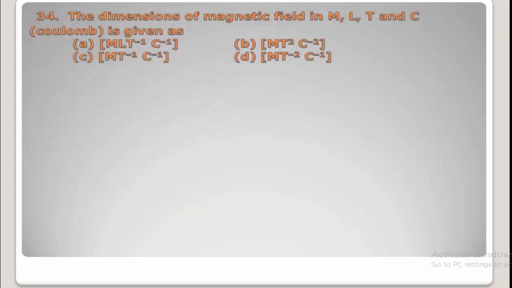The dimensions of magnetic field in M, L, T and C is given as, where C is the coulomb. Now we have to consider M, L, T and C as fundamental units. Okay, these are the fundamental units where C is the coulomb. Now we have to find the dimension of magnetic field.